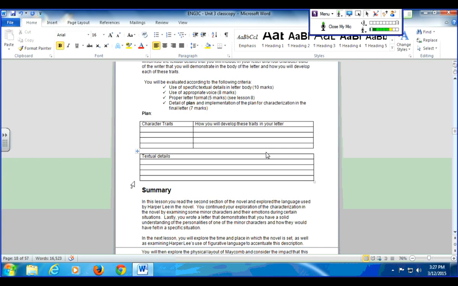And then you'll have the textual details of what the examples or the specific events are that you're going to reference that occurred in the novel. What are you going to talk about in your letter? You see there's space for 4 details, so at least 4 examples from the novel in the letter, as well as 4 character traits.